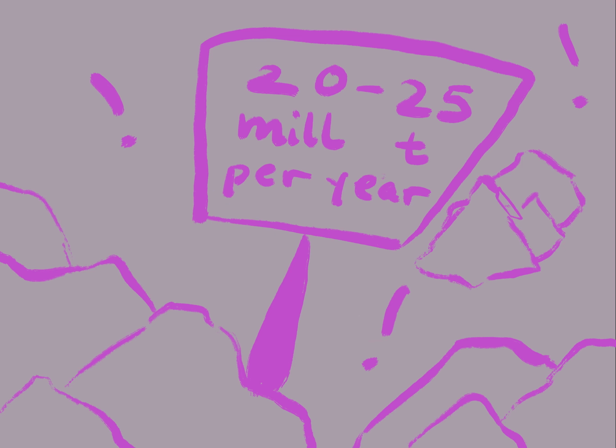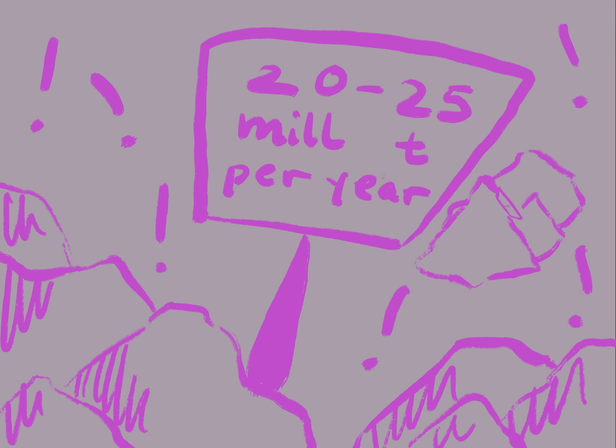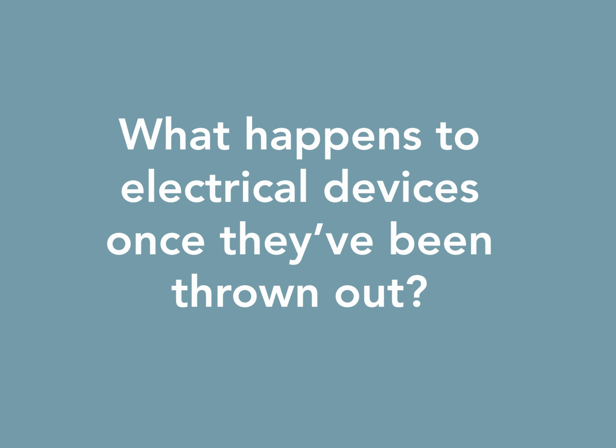Post-usage, when the product is irreparably broken, or when a newer, better, cooler version has been introduced to the market, the old device is discarded. Globally, the amount of e-waste accumulates to around 20 to 25 million tons annually. Most of it comes from rich countries in Europe, the United States, and Australasia. So, what happens to electrical devices once they've been thrown out?